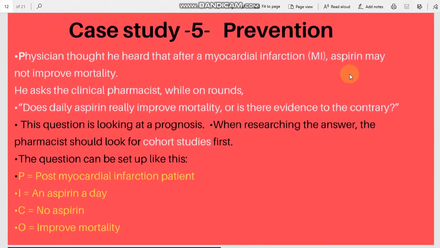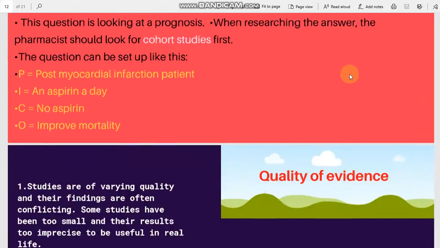In the case of case studies related to prevention, the physician thought that he heard that after myocardial infarction, aspirin may not improve mortality. He asked the clinical pharmacist, does daily aspirin really improve mortality, or is there any evidence to the contrary? So the pharmacist should look for cohort studies. So how will you apply this model? The population group is post myocardial infarction patients, I is an aspirin a day, C is no aspirin, and the outcome is improved mortality.